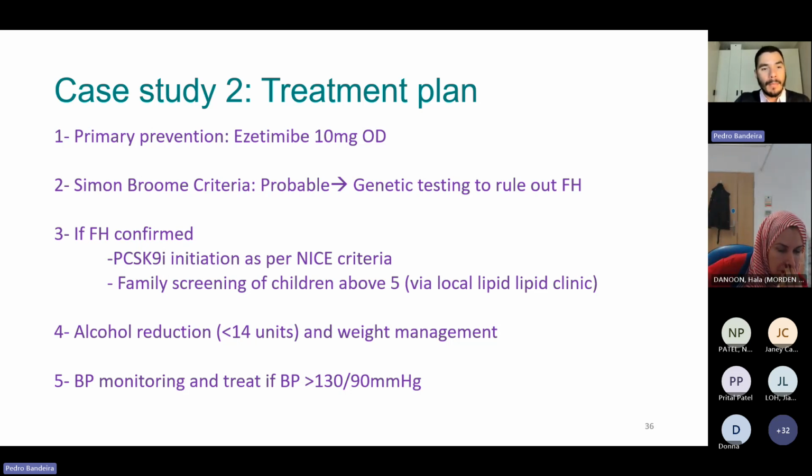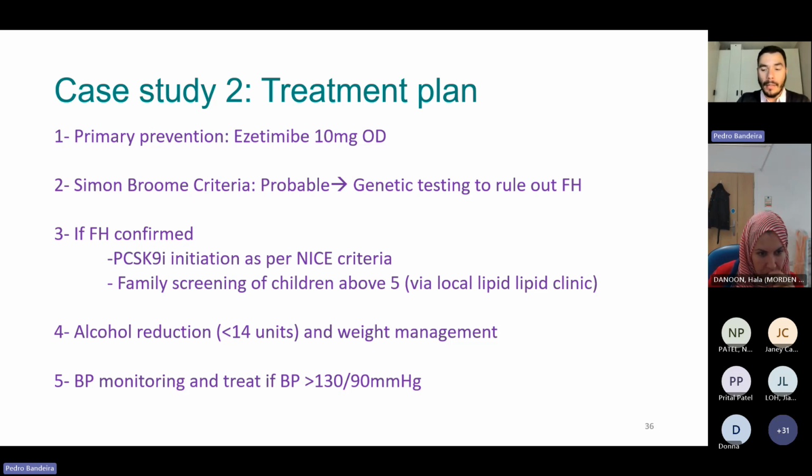And because he meets the Simon Broome criteria, as I mentioned before, he was offered a genetic test to rule out FH. So the options are, if the FH is confirmed, then as per NICE criteria, he can be offered a PCSK9 inhibitor. For primary prevention, the targets are slightly different. The LDL should be above 5 despite lipid lowering therapy to be able to be offered PCSK9 inhibitor initiation. And we also offer family screening for all children above 5 by the local lipid clinic.